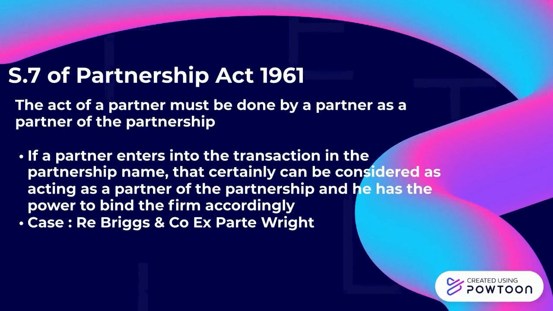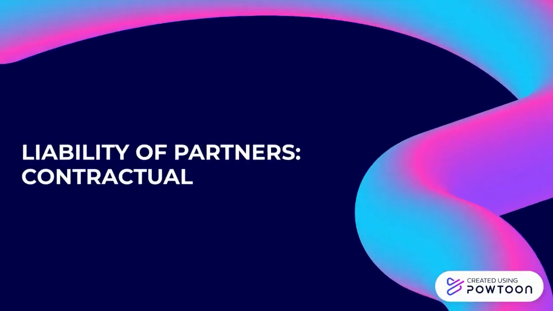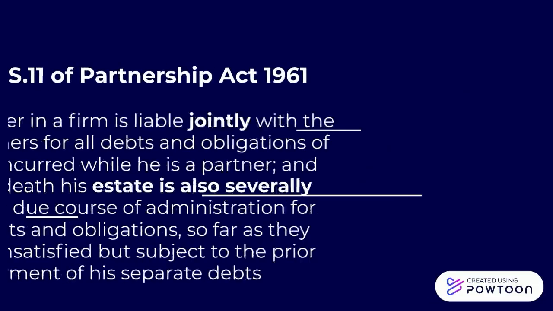Held, the contract of assignment binds the firm because the son executed it as a partner of the firm when he made it in the name of Rubrix and Company. So the next topic is the liability of partners. The first one is contractual.